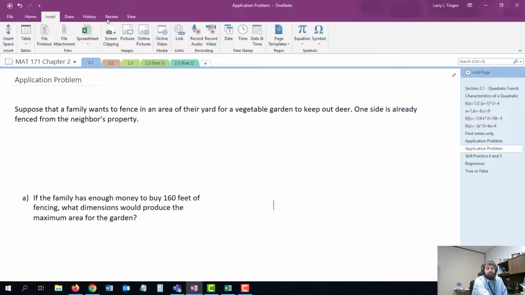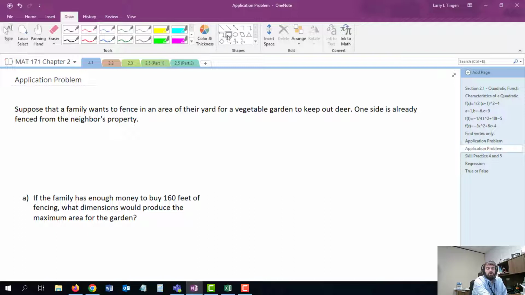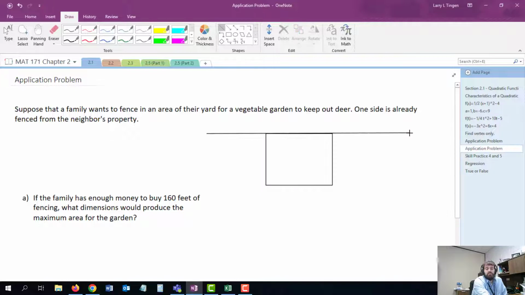Let's get a visual concept here. I'm going to fence in an area of the yard. Let's put it down like this. I'm creating a rectangle here. Don't let that fool you, or think that this has to be a rectangle, or that the dimensions I get at the end may not make perfect sense. So what I've got here is the fence from the neighbors, and then here are the sides. I can buy 160 feet of fencing, and I'm going to fence in these three sides.